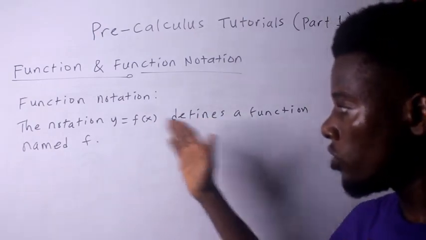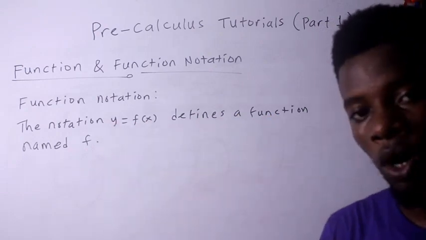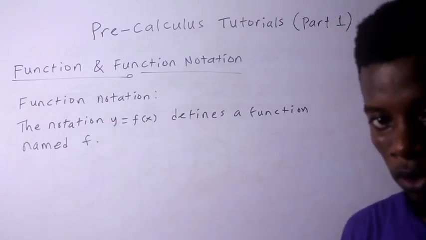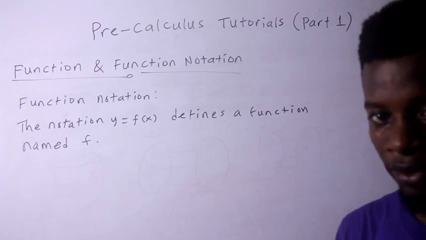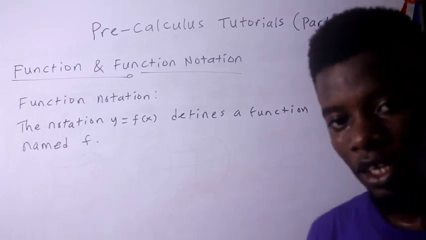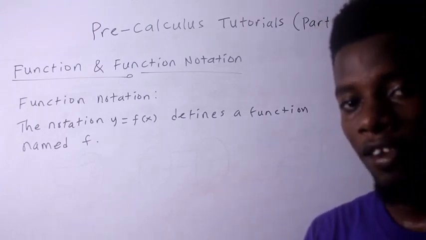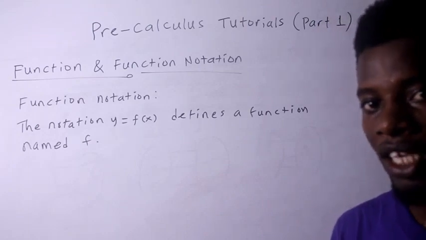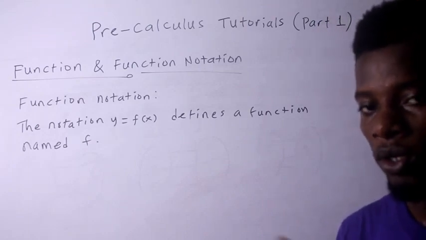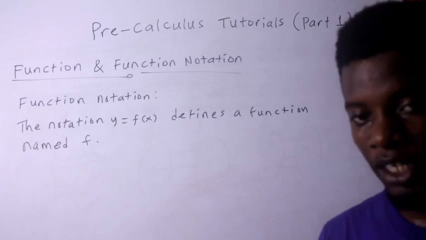For this particular notation, y is called the dependent variable or the output value, and x is called the independent variable or the input value. So imagine you have a machine.